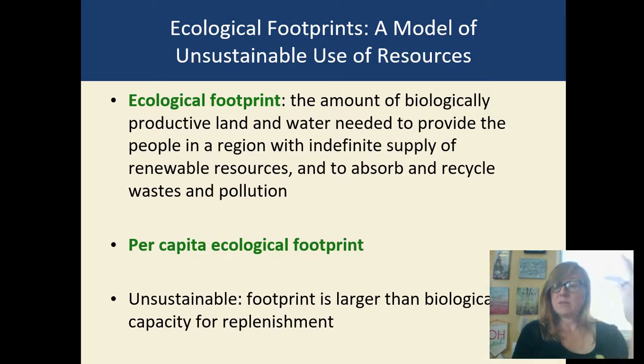So when does that become unsustainable? Like, as in the earth can't handle that anymore. That's if your footprint is larger than the biological capacity for replenishment. So I know my head's in the way, sorry. I know that sounds kind of like what? So if the amount of land and water you need is larger than what the earth has available and can do, then that is unsustainable. That means it's off balance.